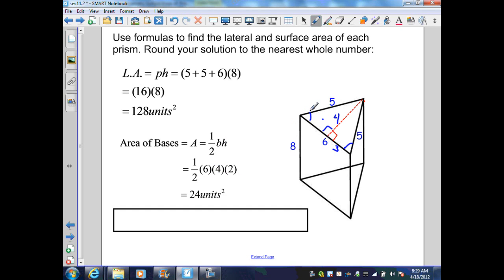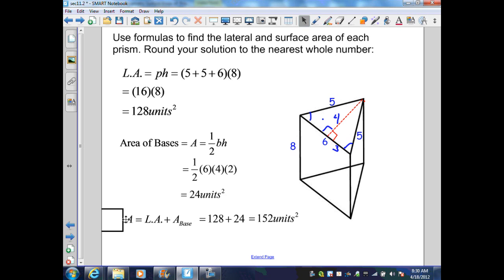And of course I have 2 bases, so I multiply by 2. And when I finish, I get 24 units squared. Now, to calculate the area of the entire prism, I'm going to take the lateral area plus the area of the bases, and when I do, I get 152 units squared.